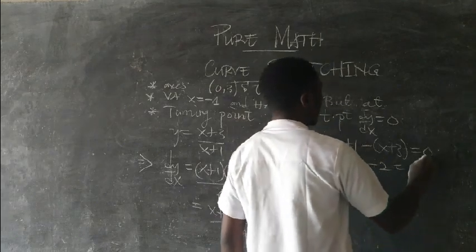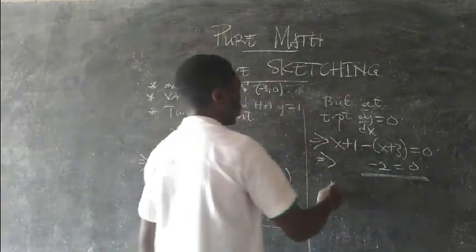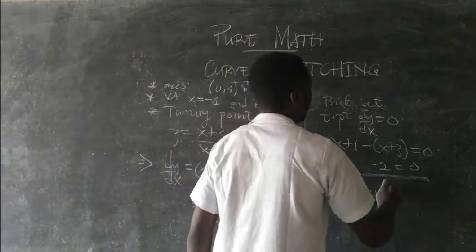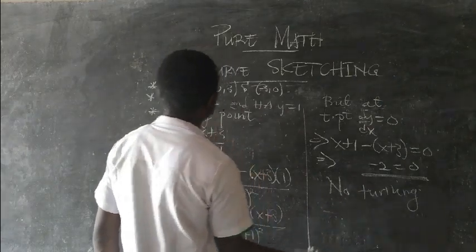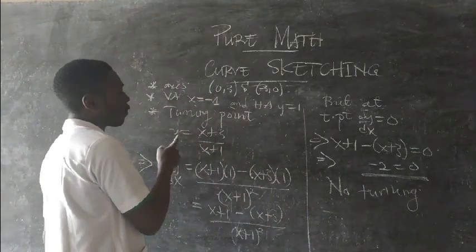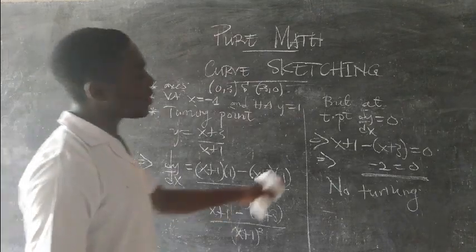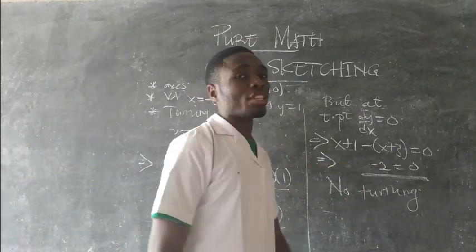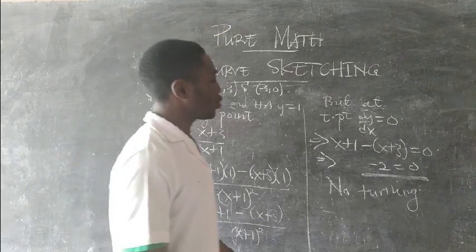So you see, there is no defined value of x in this case, and therefore no turning point. Because if you had a value of x in this case, you would take that value and substitute in the original function to get the other component of the turning point. But since there is no defined value of x here, it means that you don't have any turning point. Okay, please take note, there is no turning point.